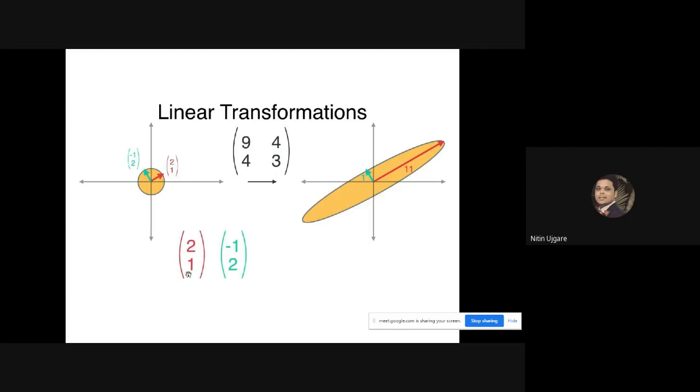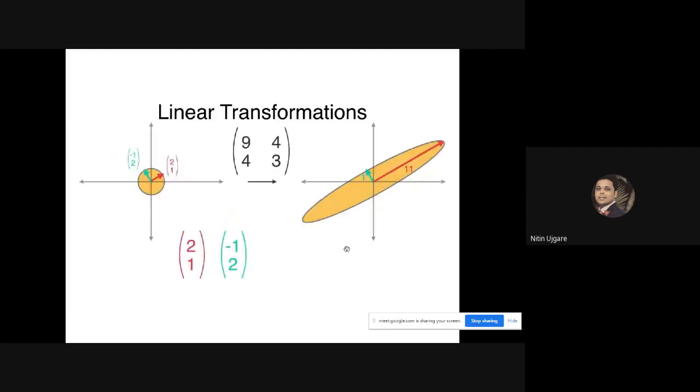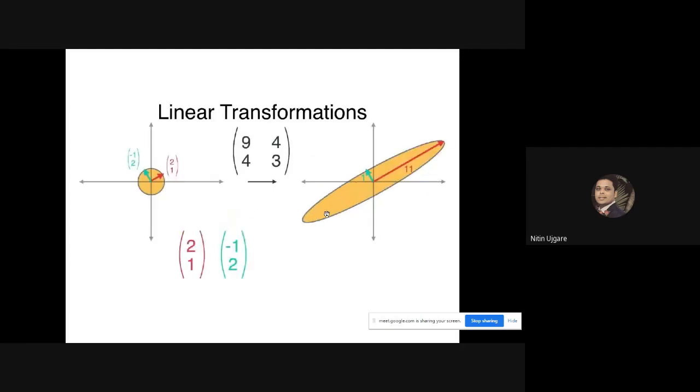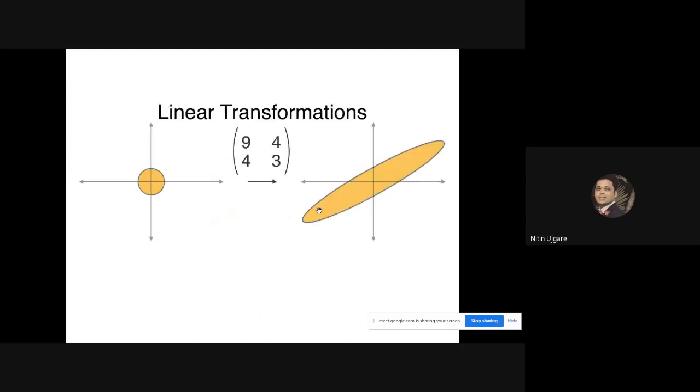So that means 2, 1 and -1, 2. These are my eigenvectors. This gives me the directions of my projection line. Okay, so this is the new projection of these points. What projections did we get for these points? These are the projections that we have got.